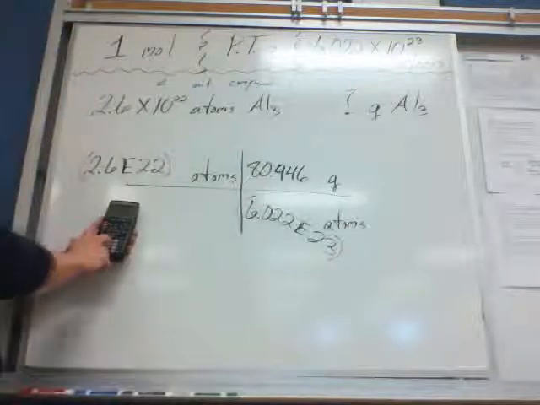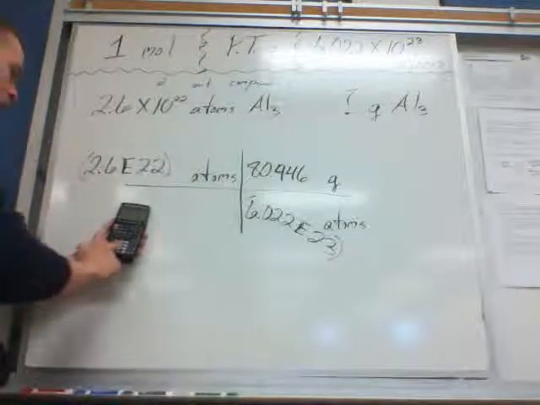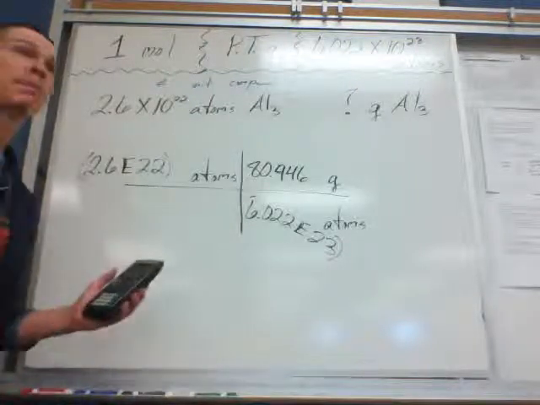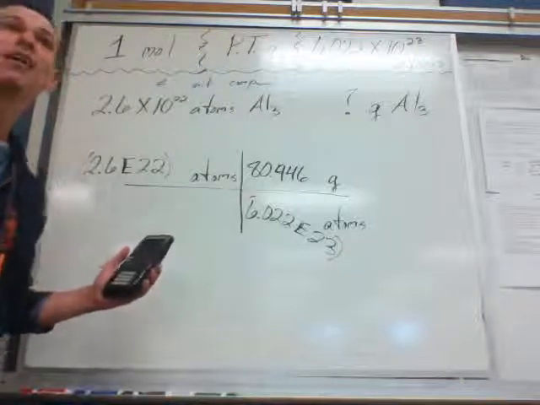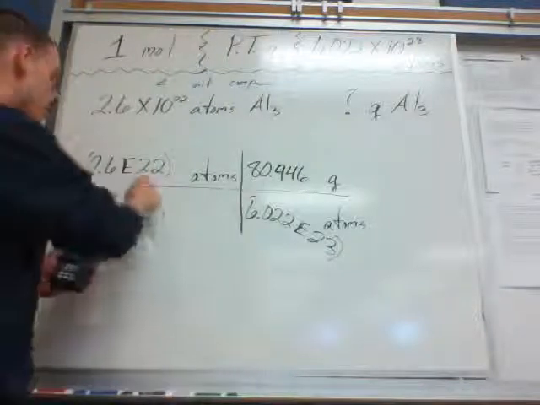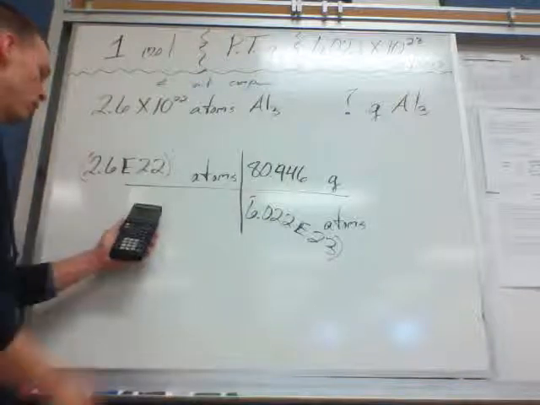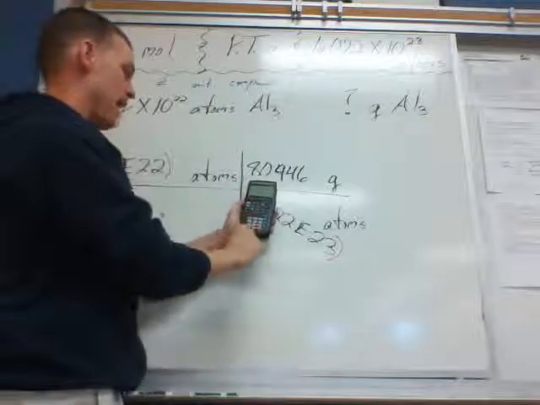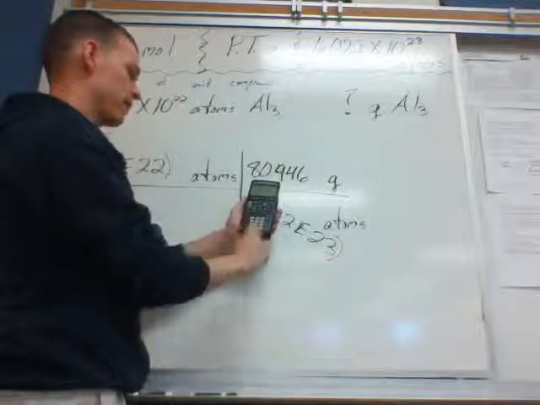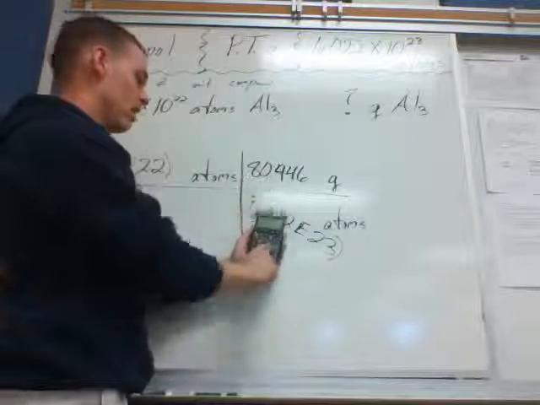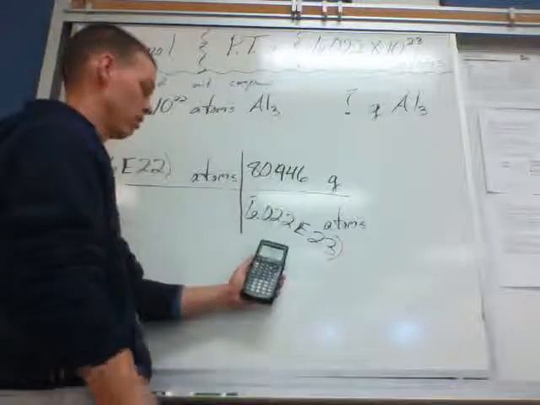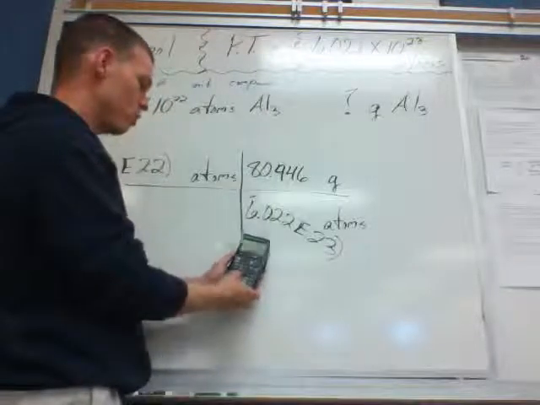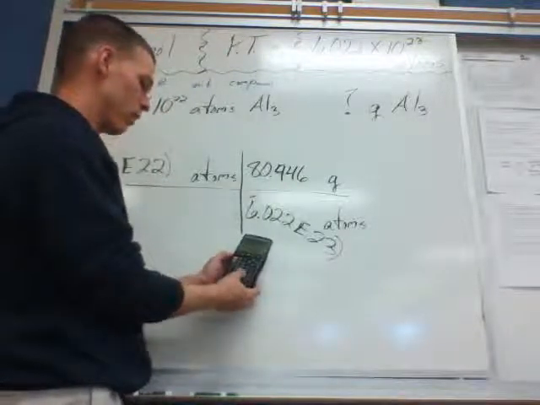Here I go. Open parentheses, 2.6 E22. Do not type times. Do not type 10. Just the E. And then the exponent. Close parentheses. Times 80.946 divided by, open parentheses, 6.022 E23.